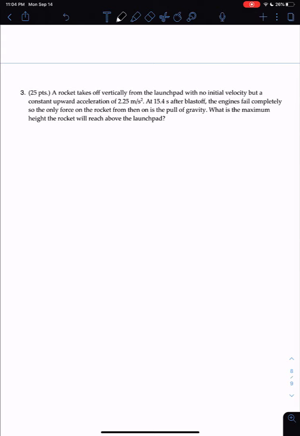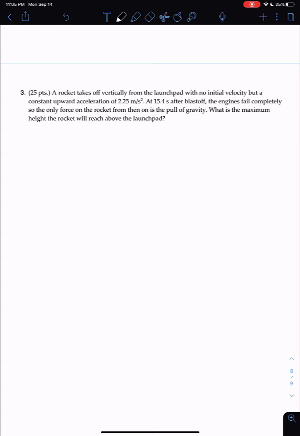In this problem, we have a rocket that takes off vertically with no initial velocity but with a constant upward acceleration. After some amount of time, the engines fail completely, so the only force left on the rocket is now just going to be the regular pull of gravity. So what we're going to do is try and find the maximum height that the rocket will reach above the launch pad.